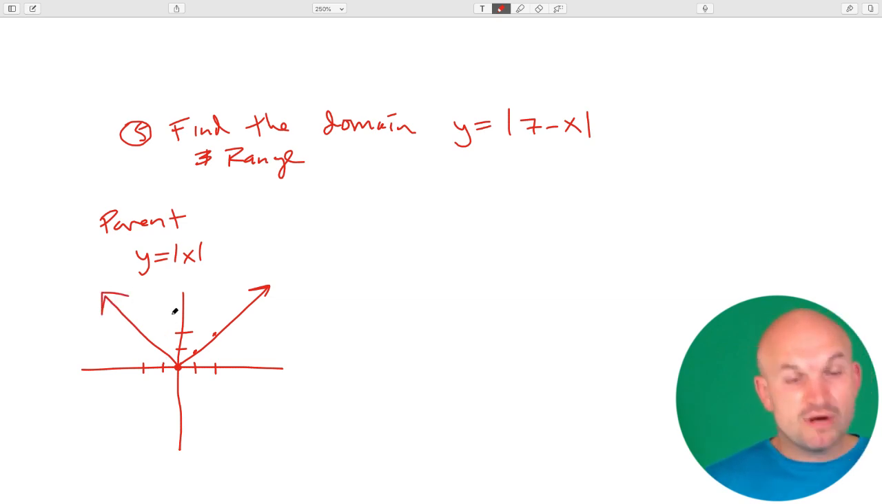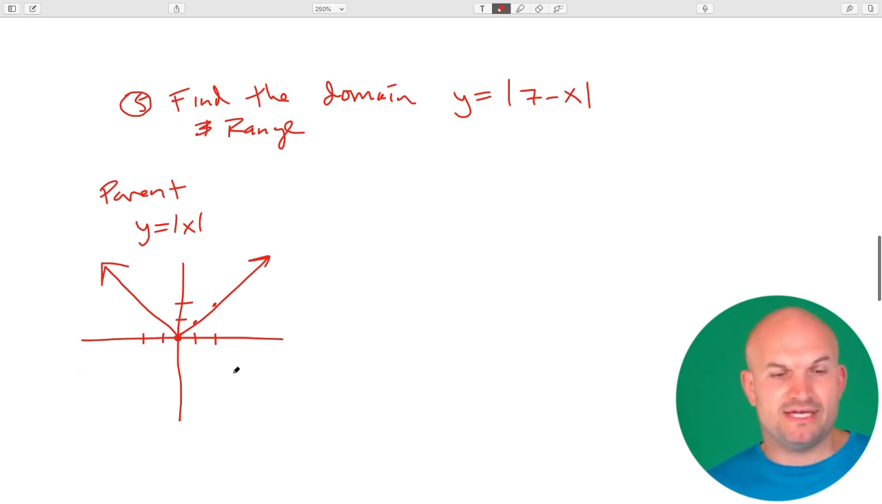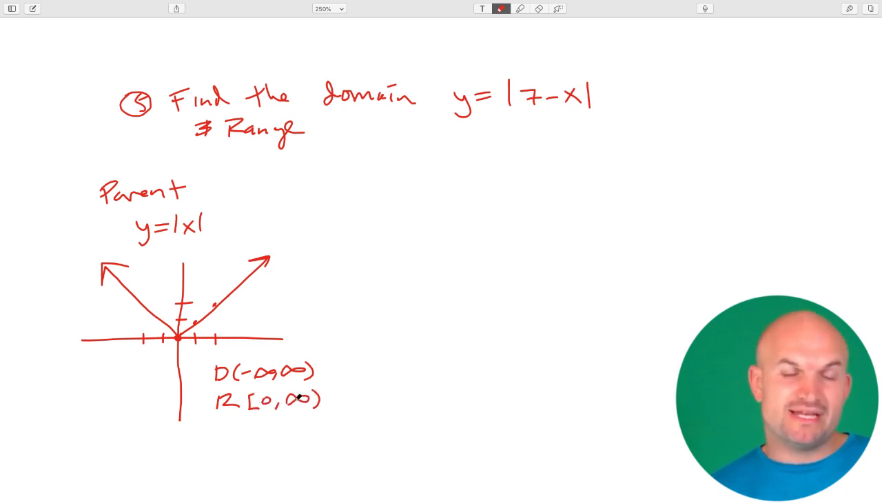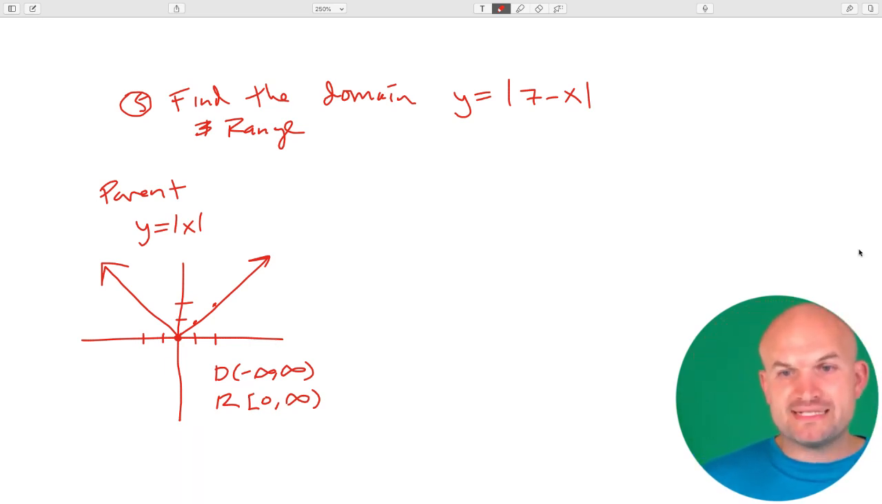Okay, so automatically from understanding this parent graph, we can recognize a couple things. The domain here is going to be all real numbers, right? Because this graph extends to the left and to the right. And the range in this case is going to be from 0 to infinity. Again, make sure 0 is included, and then it's going up to infinity. All right, so now moving on to the next thing, we need to understand the transformations. What is this doing to the graph?